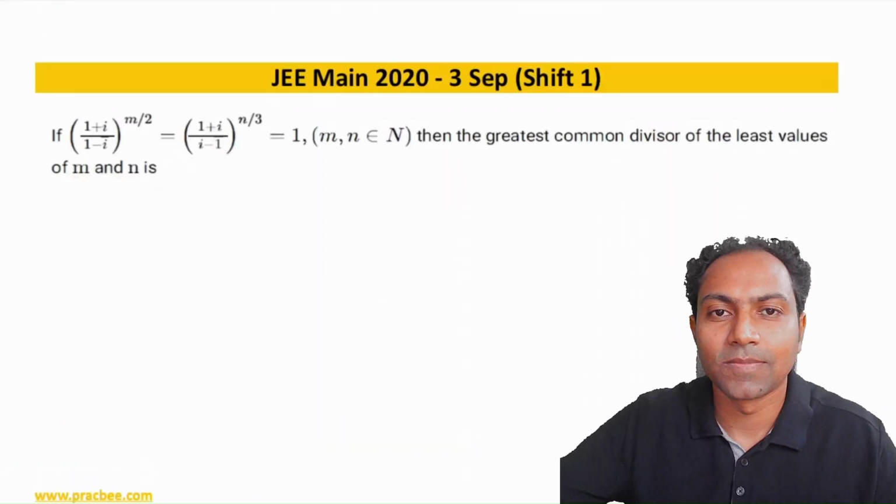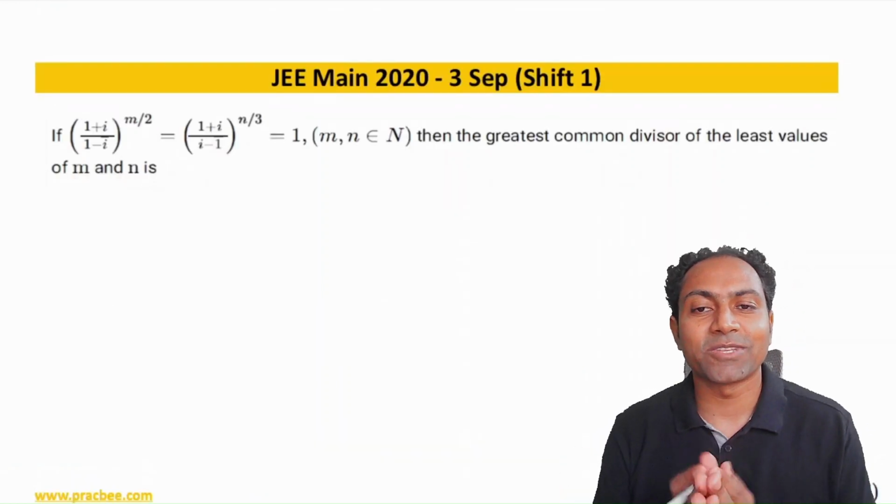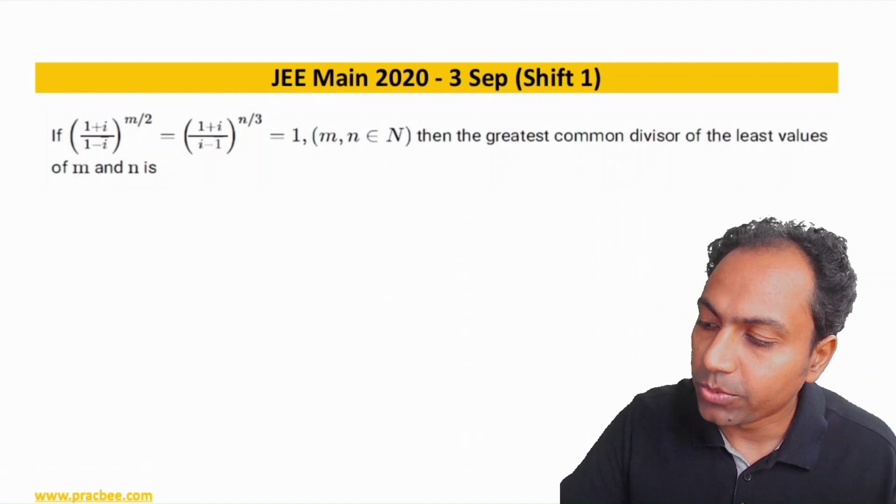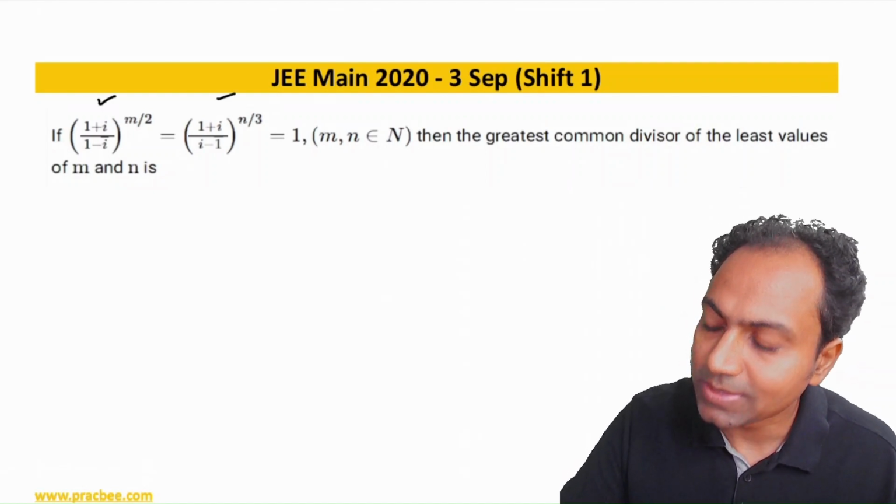Now let us look into this question that was asked in JEE 2022. In this question, they are talking about equating 2 terms involving (1 plus i) by (1 minus i).